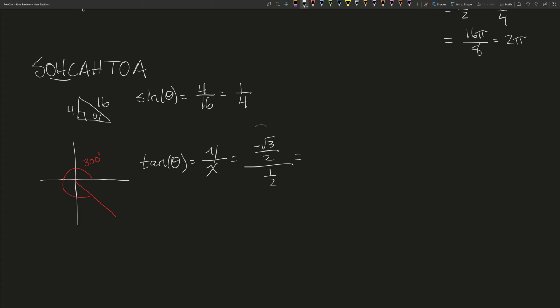Okay, so when we are dividing, we're really multiplying by the reciprocal. So we can rewrite this as -√3/2, and then multiply by the reciprocal of 1/2, which is just 2/1. When we do that, we get -2√3/2, which just simplifies to -√3.